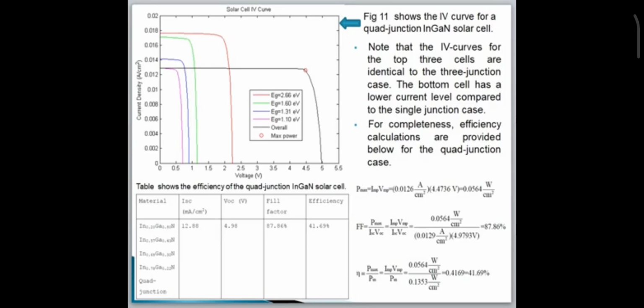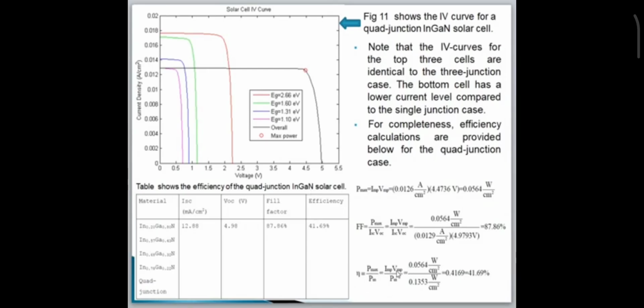The maximum power is 0.0564 watt per centimeter square. To find the value of fill factor, you have to divide the maximum power by the short circuit current and open circuit voltage. By dividing them, you can find that the value of fill factor is approximately 87.86%, as mentioned in the table. If you know the input power, you can find out the efficiency.